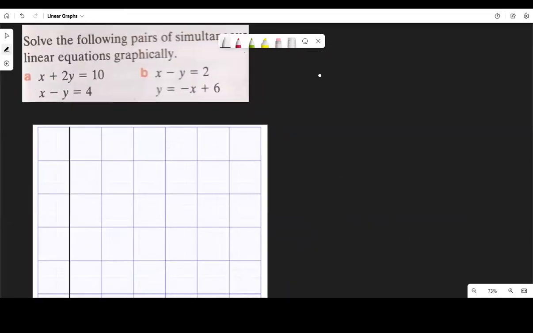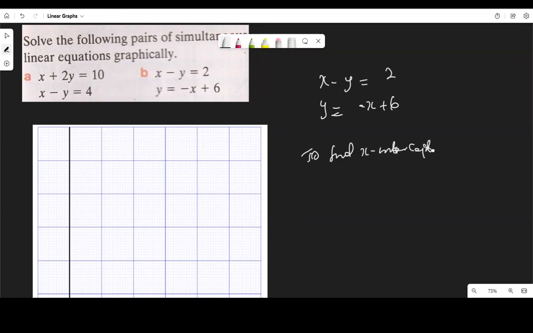So for B part, we have x minus y equal to 2, and y equal to, rather, minus x plus 6. Let's plot the first one first. To find x-intercept, we put y to be 0. If I put y to be 0 here, that means x is equal to 2. So that x-intercept is 2 and 0.